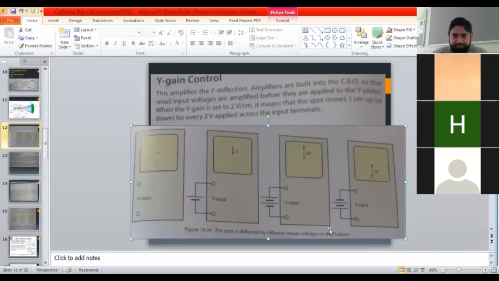Can we say that? More the potential applied between Y plates, more will be the deflection. Second, if we change the polarity, if we reverse the signal's polarity, then deflection will be on the opposite side. Can we say that? जी sir.